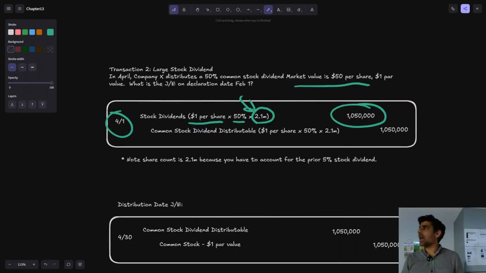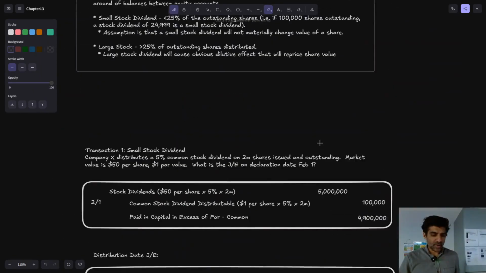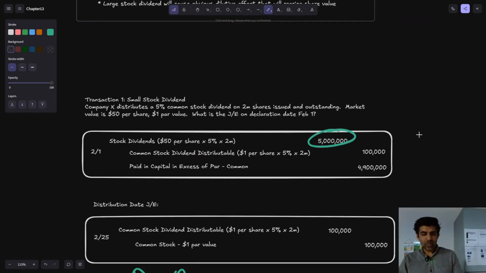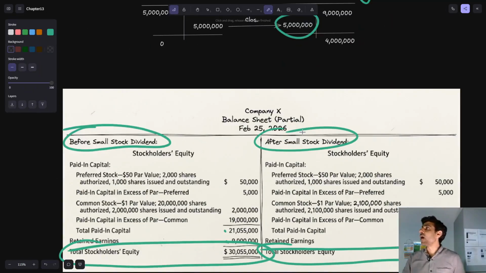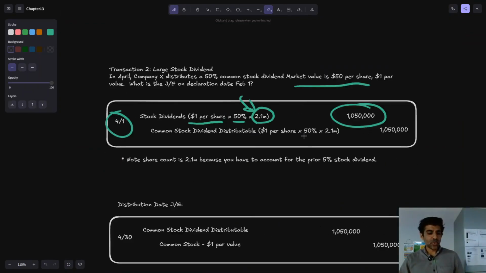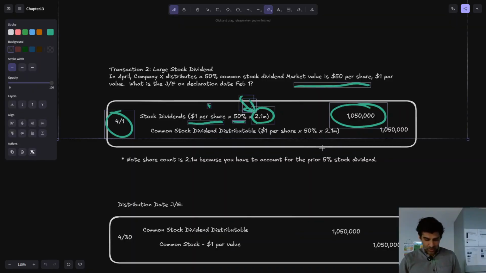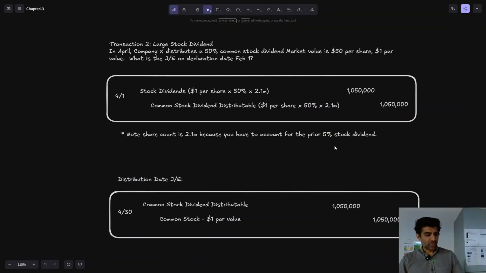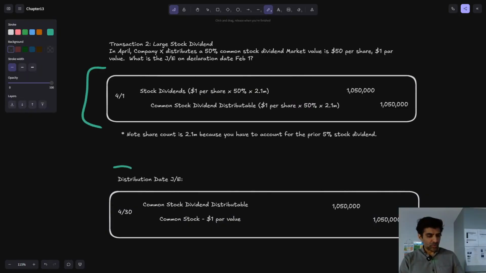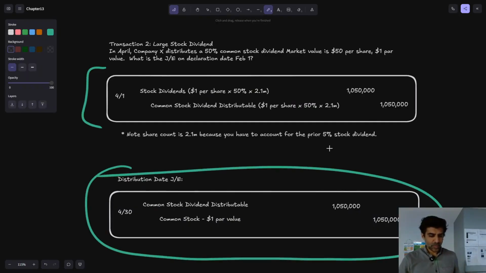It's pretty much the same. We don't have any paid in capital in excess of par. This is the big thing, because remember, in the small stock dividend, we calculated this value based on the market value of $50 a share. We're no longer going to do that. The market value is irrelevant because we're creating so many new shares, so the market is obviously going to react to that dilution. So we're just going to forget that. We will just use the par value and do the journal entry like that. This is when we declare it. When we distribute the shares, we just use the par value again.